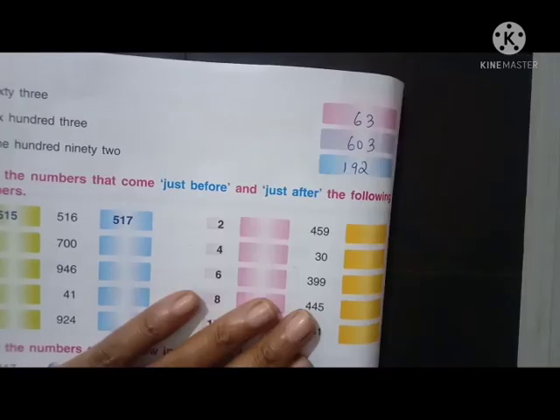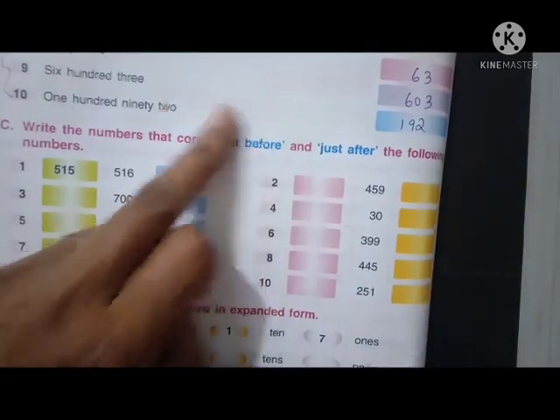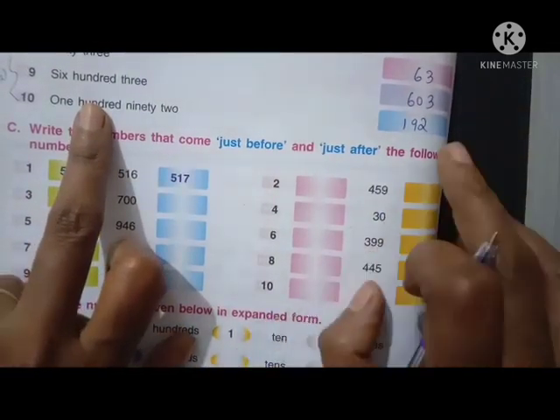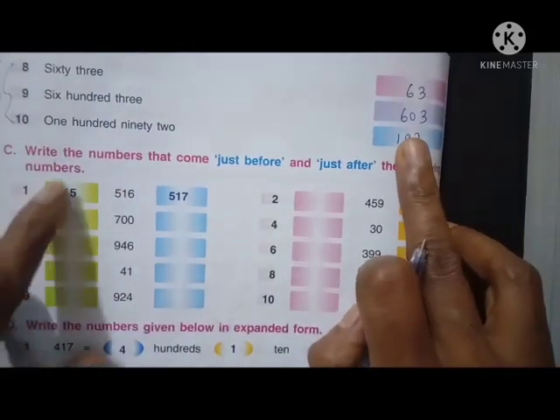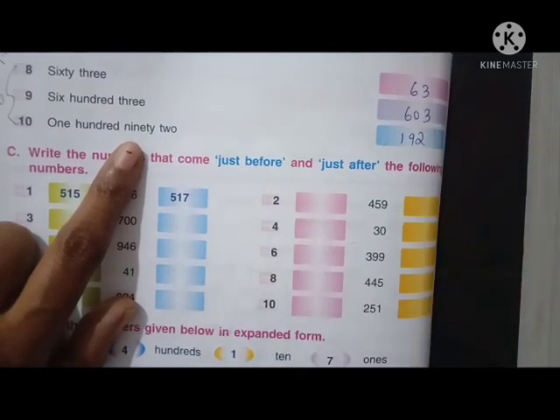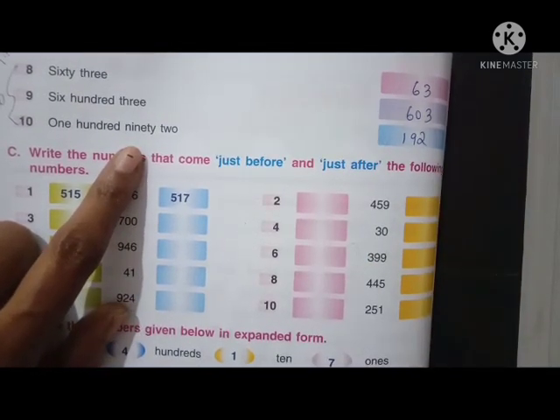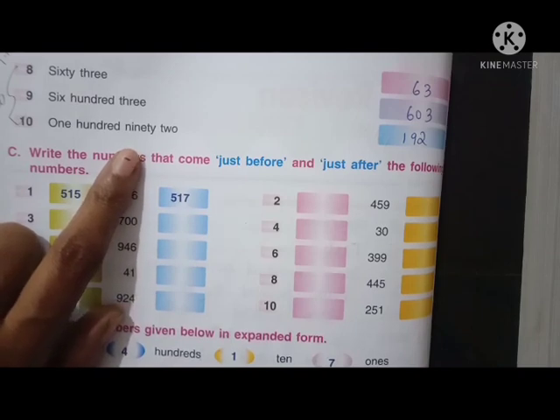Okay, next we have 63. 63 means 63. Next we have 603. Then 192. Okay. I hope all got the correct answers. Again, if you have any correction, you can do it again.